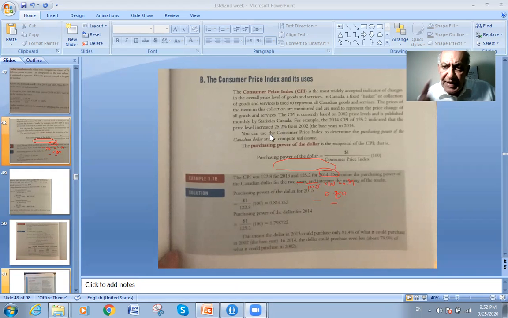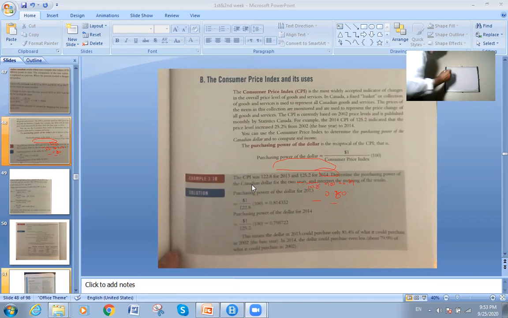I will take the CPI of the year he is talking about. As an example here, he said the CPI was 122.8 in 2013. So I will check this for one of the years, like 1 by 122.8 multiplied by 100, it will give me this amount. Let me see quickly what I will do here.